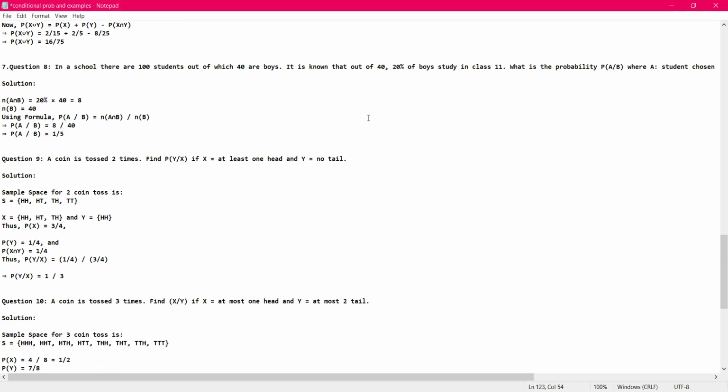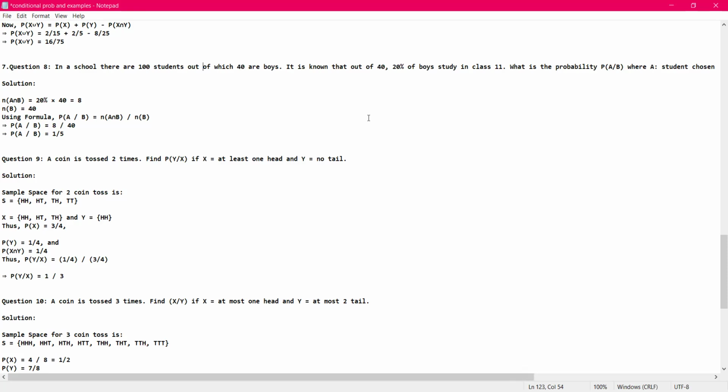Now we will see the ninth question. A coin is tossed two times. Suppose we tossed the coin two times. They are asking us to find the probability of Y given X, where X equals at least one head and Y equals no tail. In X we have to have at least one head, and in Y there should be no tail. So from the given condition we have to calculate the probability of Y given X.